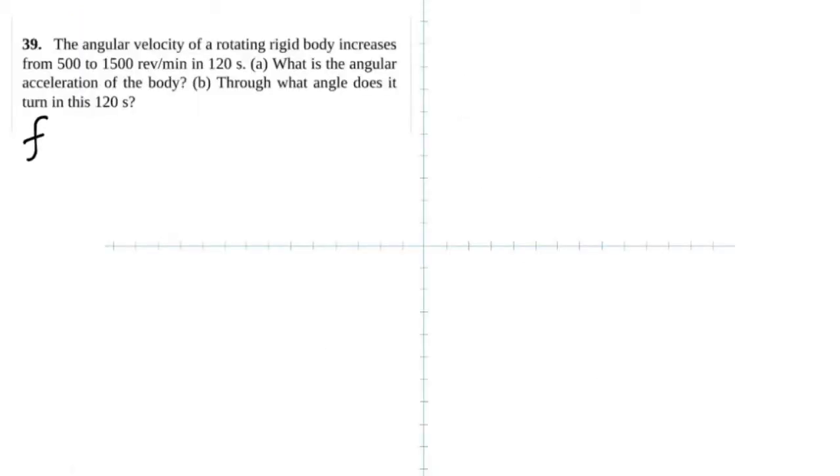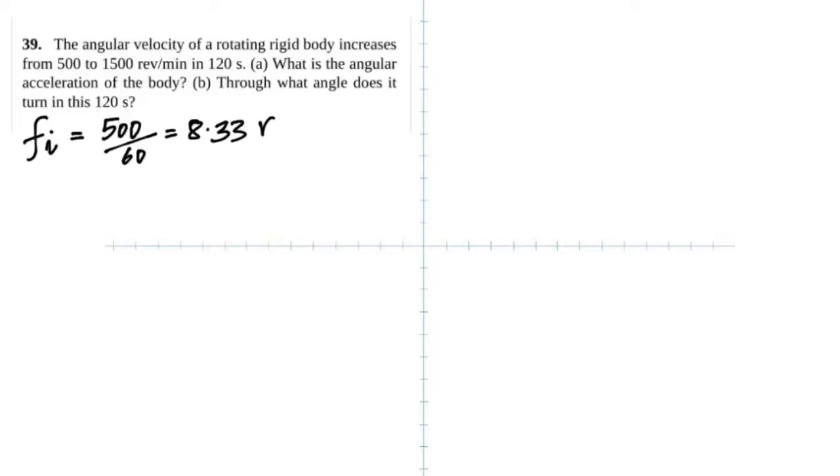And let's see if we can do this problem. This question says the angular velocity of a rotating rigid body increases from 500 to 1500 revolutions per minute in 120 seconds. What is the angular acceleration of the body, and through what angle does it turn in this 120 seconds? First of all, what is given is revolutions per minute, which you got to change into revolutions per second. That gives you the frequency. And once you multiply the frequency with 2 pi, you get the angular velocity.